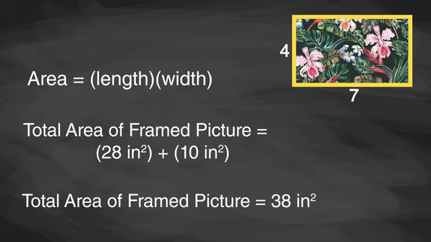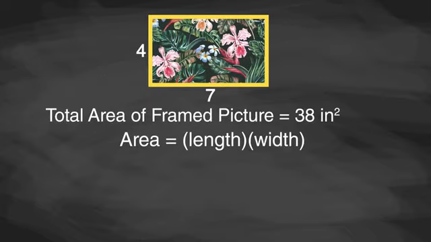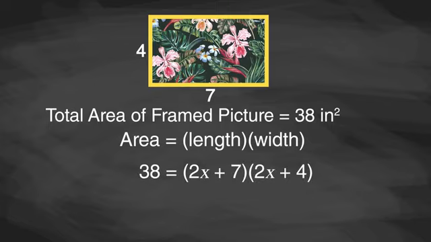Now that the total area of the framed picture has been found, we can complete our equation. In the area formula, we can replace the area with 38, the length with 2 times x plus 7, and the width with 2 times x plus 4. Now we have the quadratic equation representing the total area of the framed picture to its measurements. Solving this equation would result in possible widths of the picture frame.